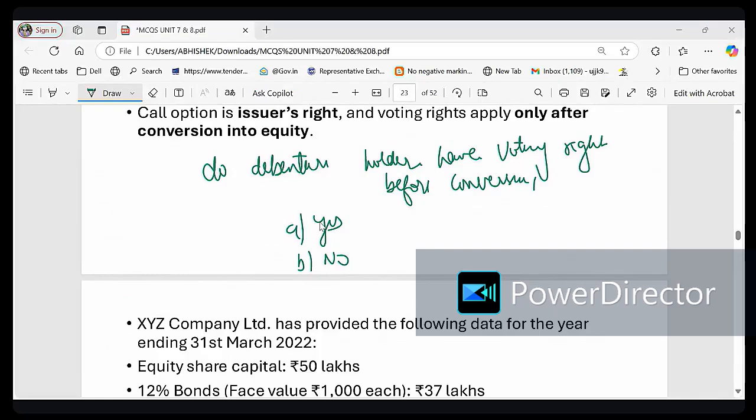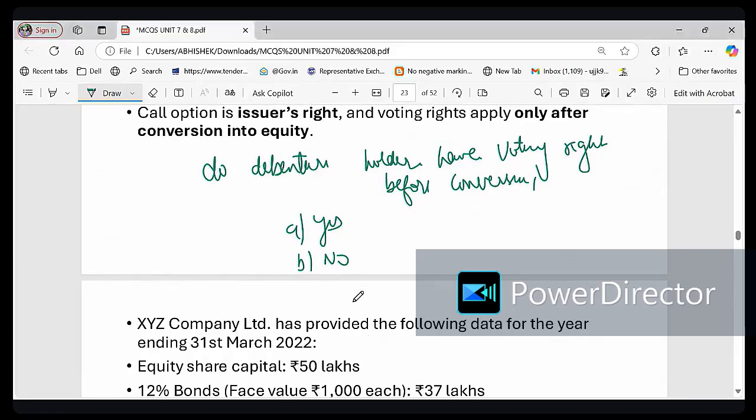You know what is voting right? You can vote, you can have a say in the company's decisions. That is called voting right. So do debenture holders have voting right before conversion? The answer is no. Obviously no. I hope the concept is clear. The main thing is conceptual clarity. Once your concept is clear, you can answer any question.